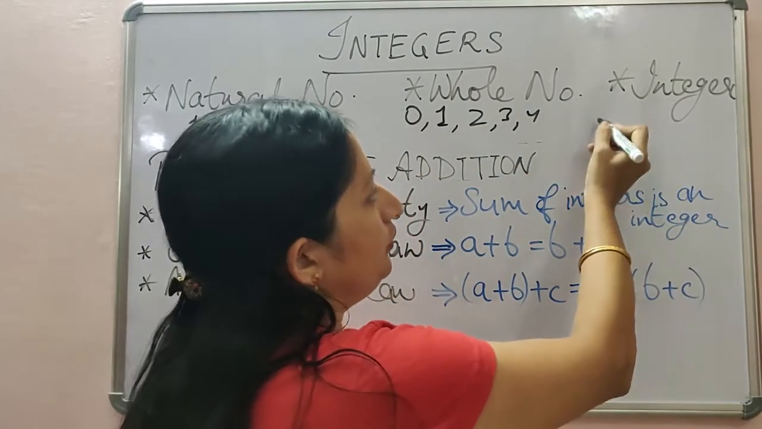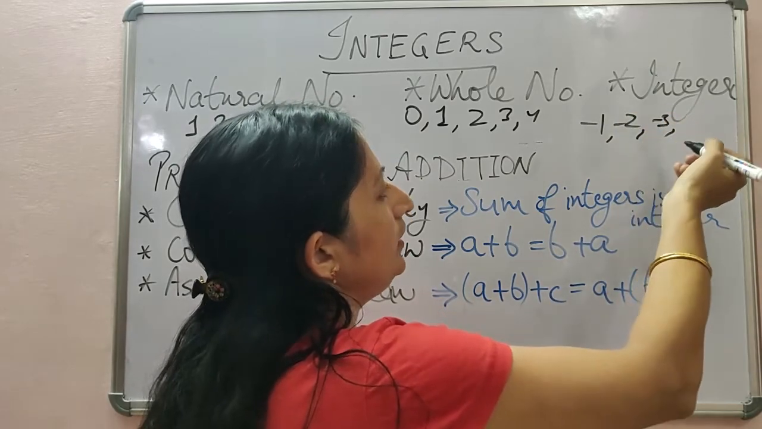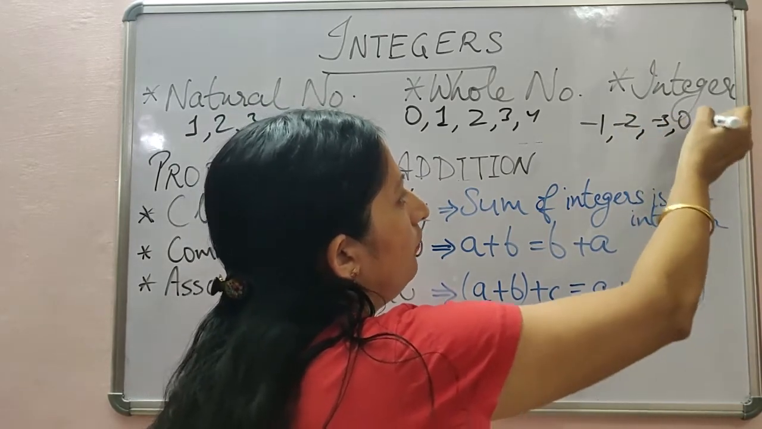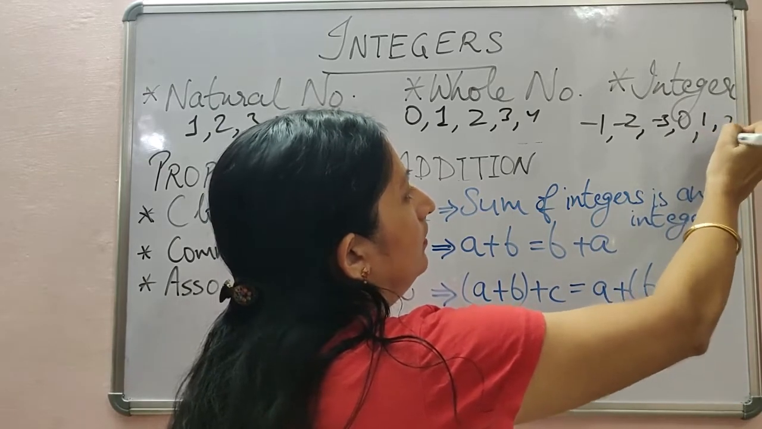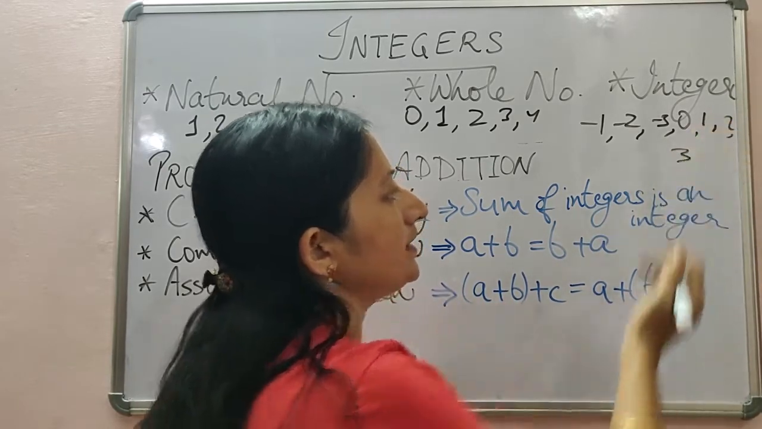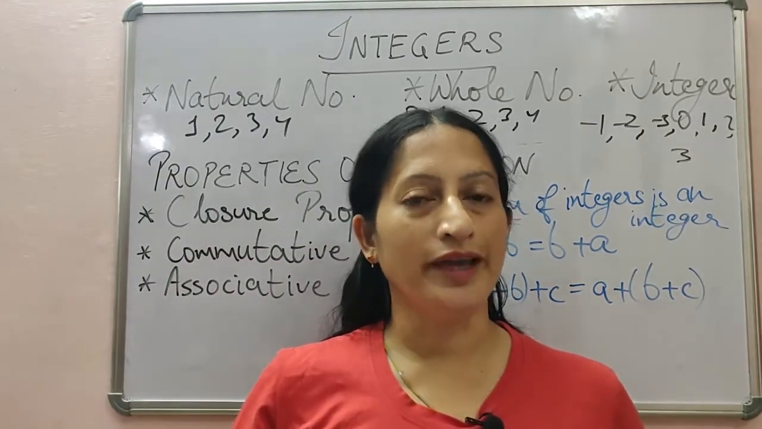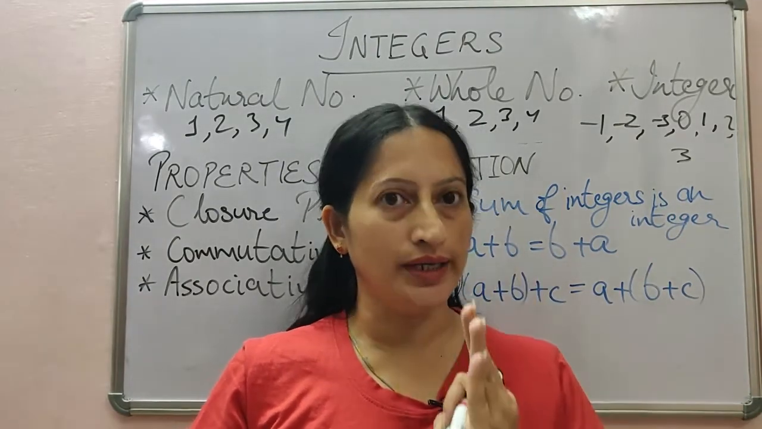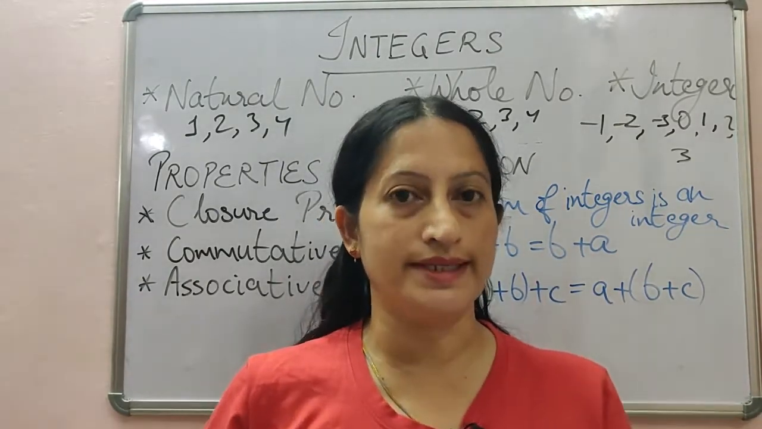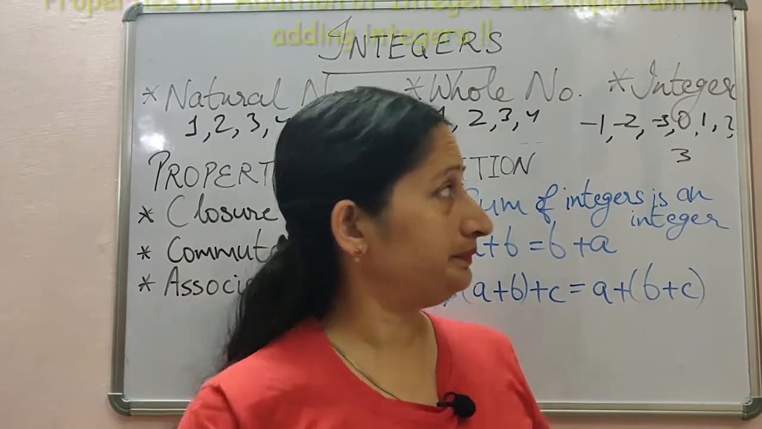So -1, -2, -3, 0, 1, 2, 3, all these come in the integers. I hope you have understood that negative numbers, including 0, and positive numbers, all these together form the integers.